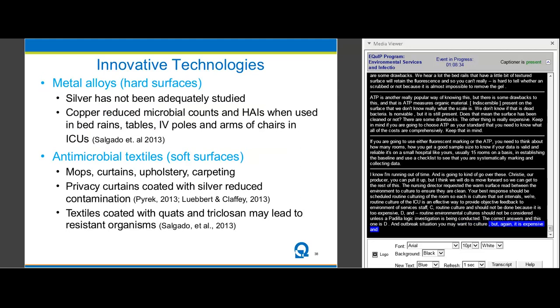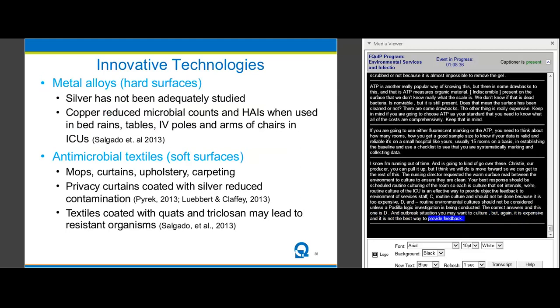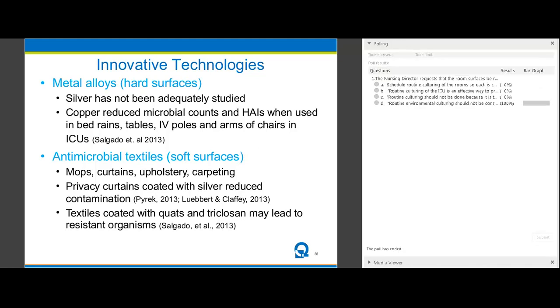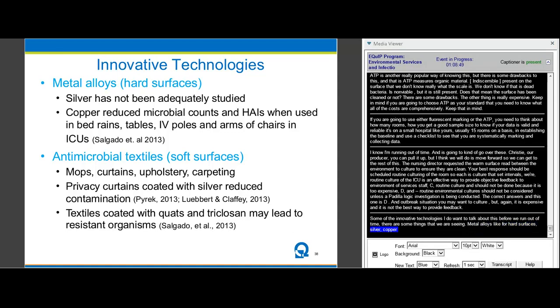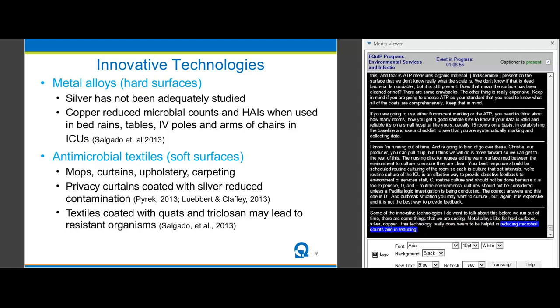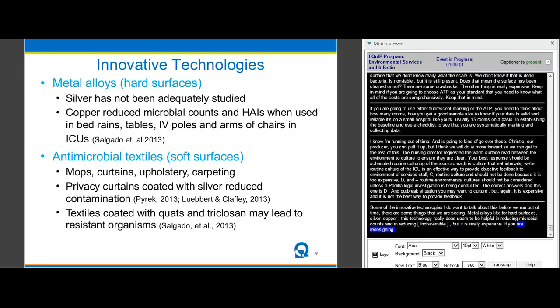Some of the innovative technologies, I do want to talk about this before we run out of time. There are some things that we're seeing. Metal alloys for hard surfaces, silver, copper. This technology really does seem to be helpful in reducing microbial counts and in reducing HAIs, but it's really expensive. So if you're redesigning or renovating, you might want to consider some copper in either door handles, bed rails, that sort of thing.